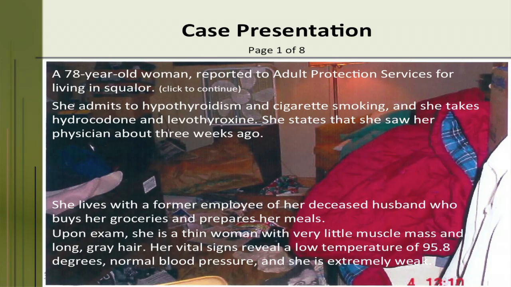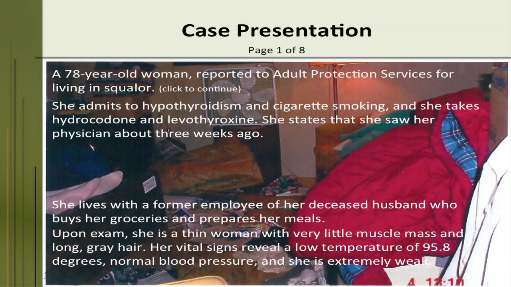So here's a case presentation. So this was a 78-year-old woman reported to Adult Protective Services for living in squalor. And just briefly, Adult Protective Services, they are the state agencies that were developed in 1975 to provide services to individuals 18 years to 64 years of age who have a disability, and then older adults 65 and older who have been subjected to some sort of abuse. So here we have a 78-year-old woman who's been reported for living in squalor.